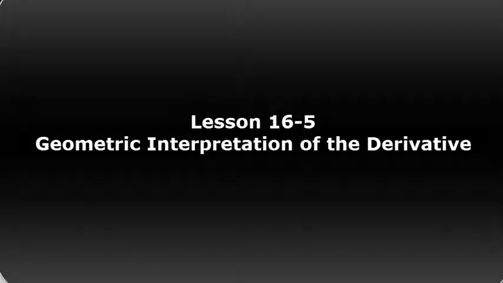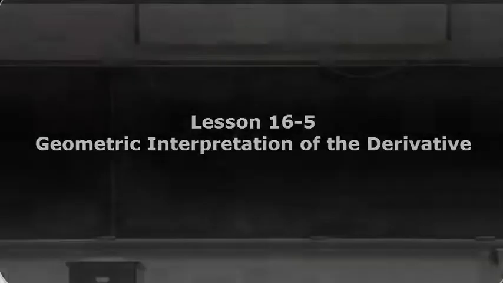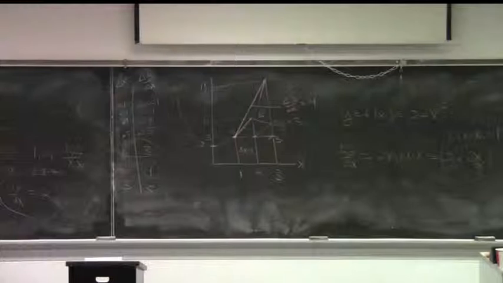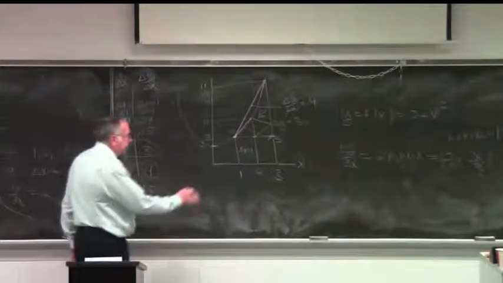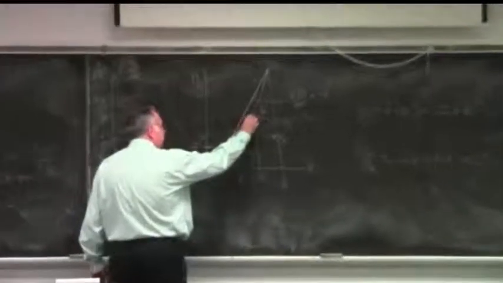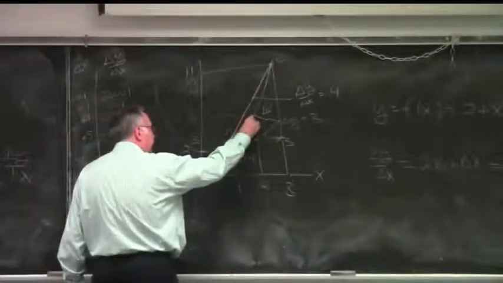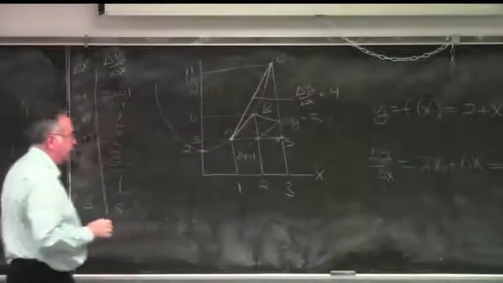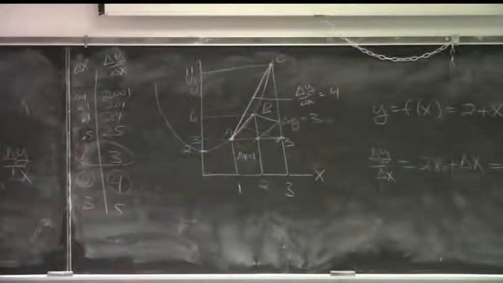Now, geometrically, what is the meaning of the derivative? Well, notice as delta x goes to 0, take this point B. Imagine you're moving point B closer and closer to A. And as delta x approaches 0, what is happening to these points A and B? They're getting closer and closer.